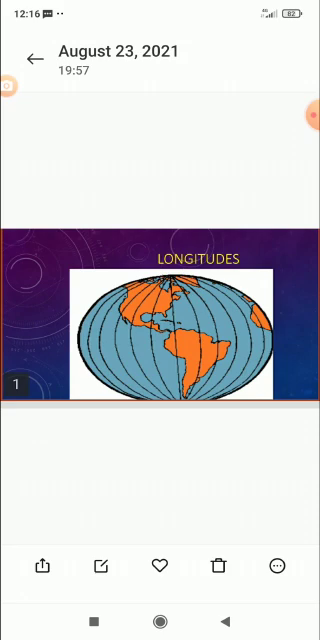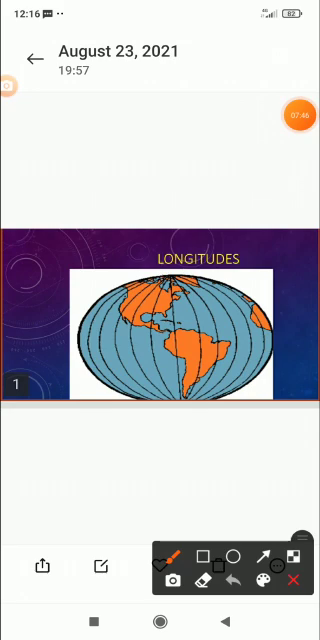Okay, children. And longitudes. These imaginary lines run from one pole to the other. There are two main longitudes: the Greenwich line and the International Date Line. The Greenwich line is also called 0 degree longitude, and the International Date Line is also called 180 degree east to west longitude.